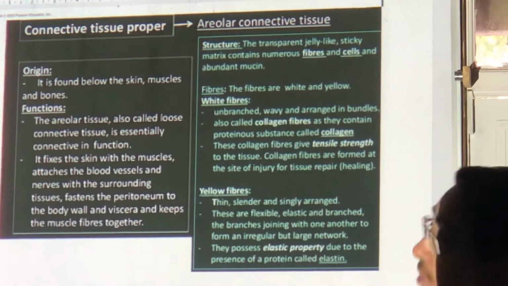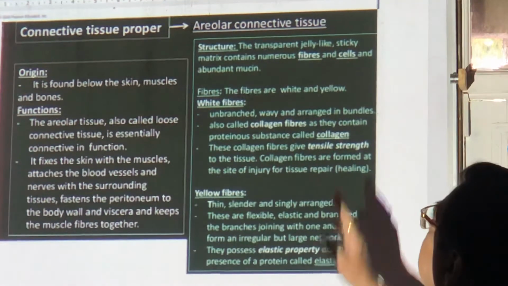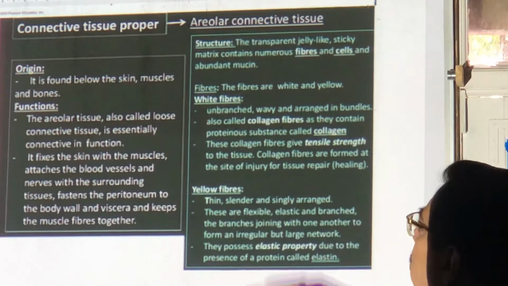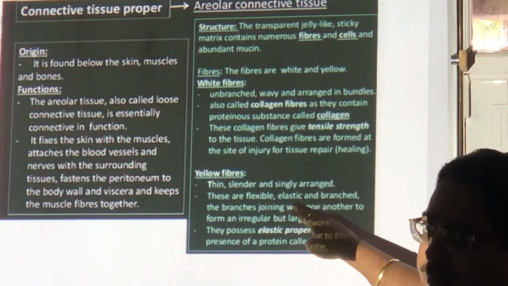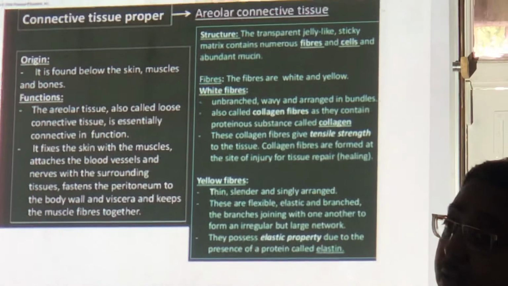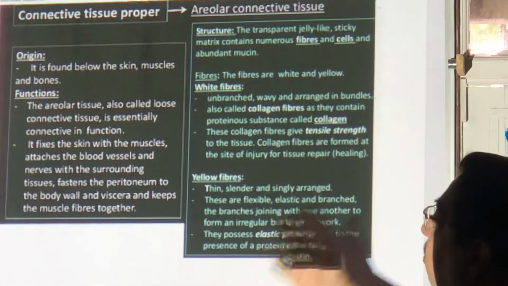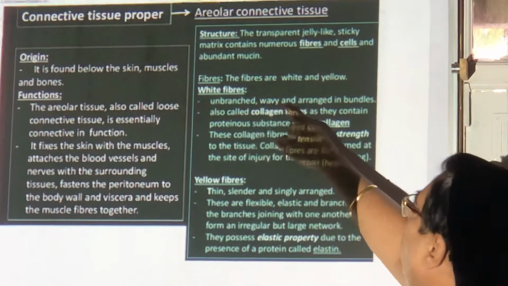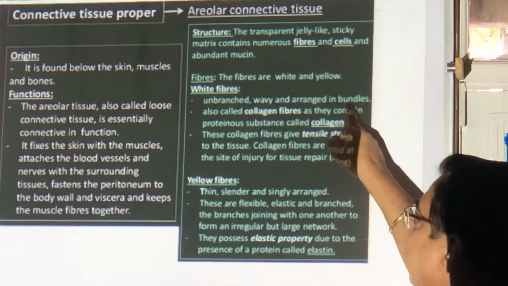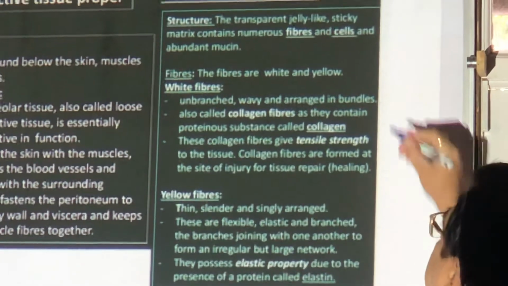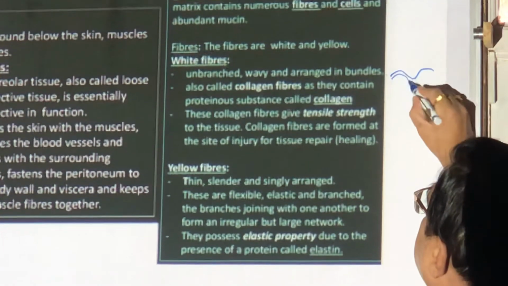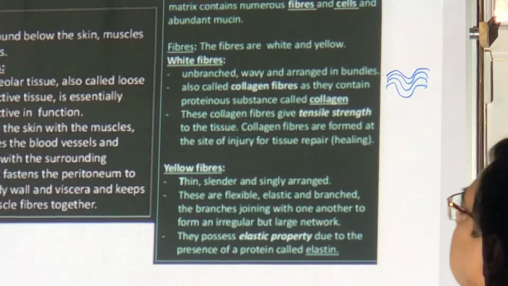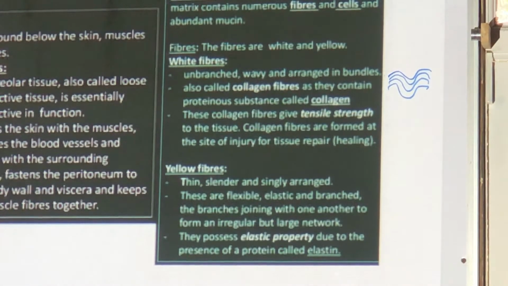Structure: it has a transparent matrix. It has fibers, it has cells. What are the fibers? White, yellow. Of course, a third, reticular, is there, which you study for NEET and CD. But white fibers are unbranched, wavy, and in bundles. Okay, white, in bundles, wavy. Okay, they are made of collagen. They are like nylon rope.